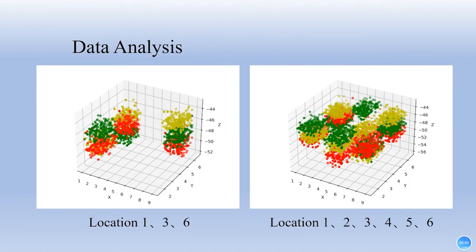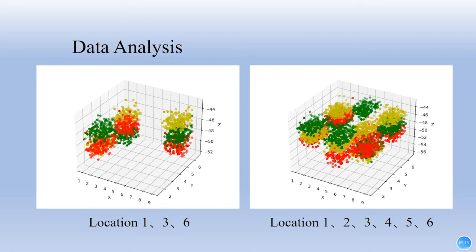These two pictures are the signal strength distribution diagrams of the 3 LoRa nodes when the target exists at each point in the area. The different colors represent different LoRa node devices. It can be seen that the signal strength value distribution of the 3 LoRa nodes at each point is hierarchical.